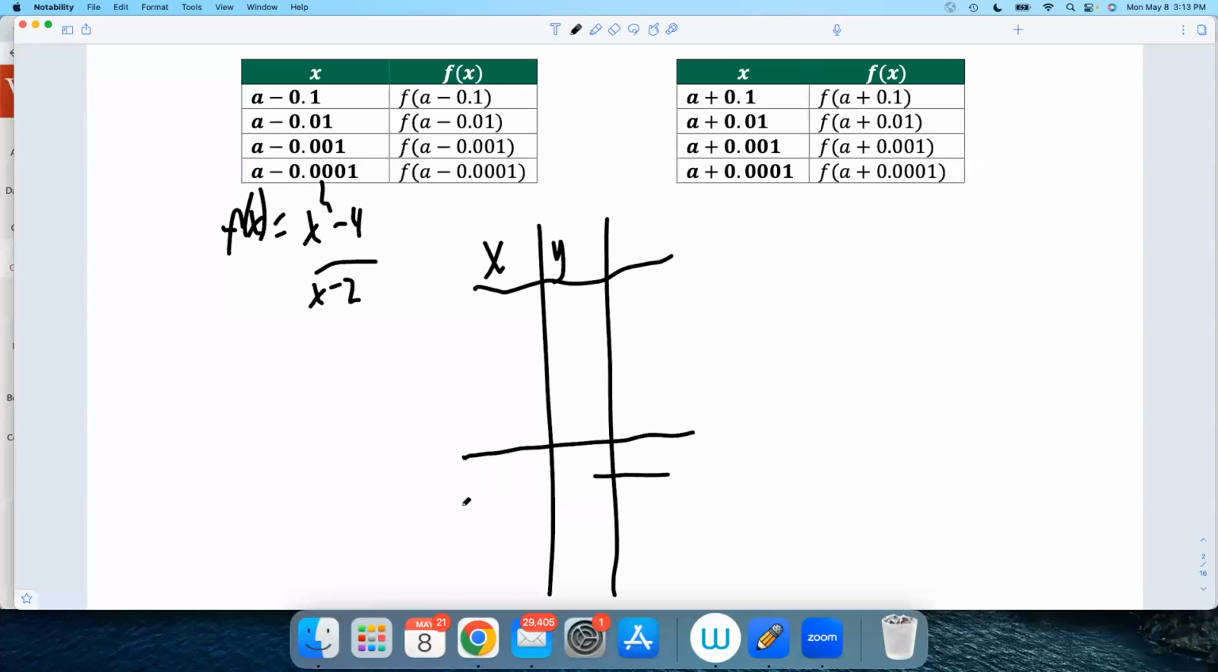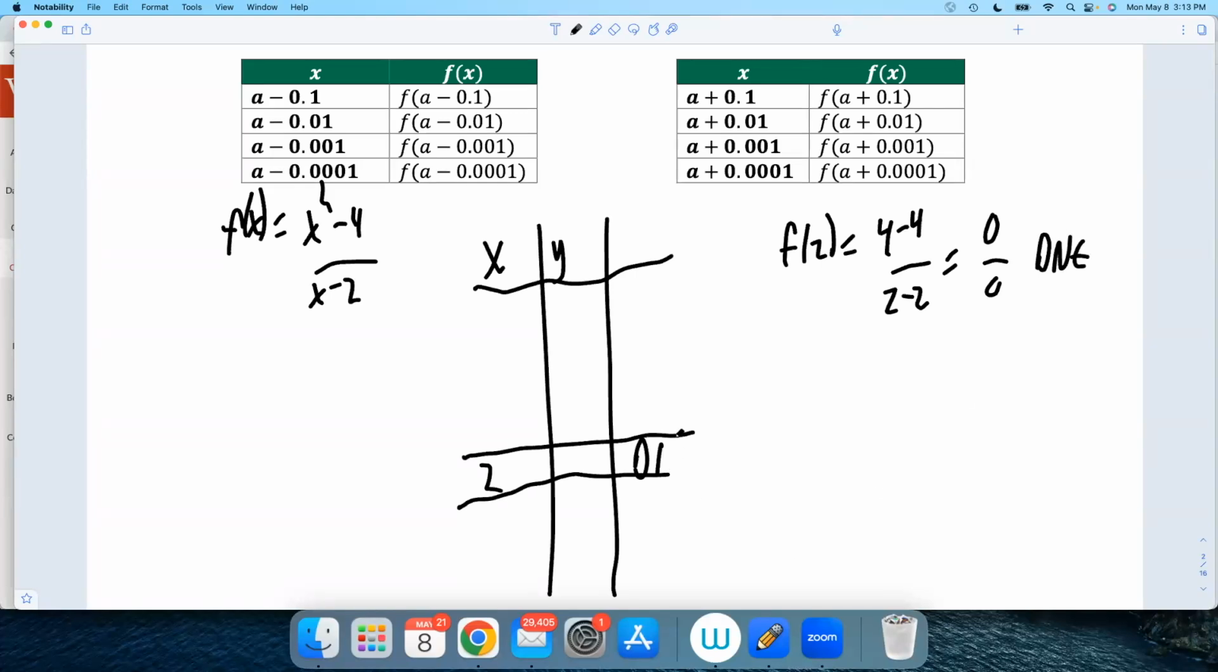So this is where I'm trying to get. I'm trying to get to x equals 2. If you tried to do f of 2, you would get 4 minus 4 over 2 minus 2. That's 0 over 0. That's undefined, does not exist. I know my D and E's will look like 1. That does not say 1. That's a D. D N E, does not exist.